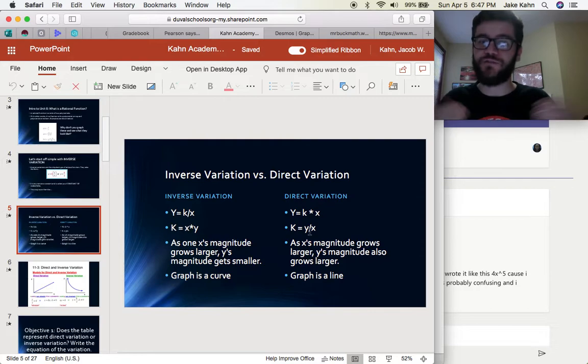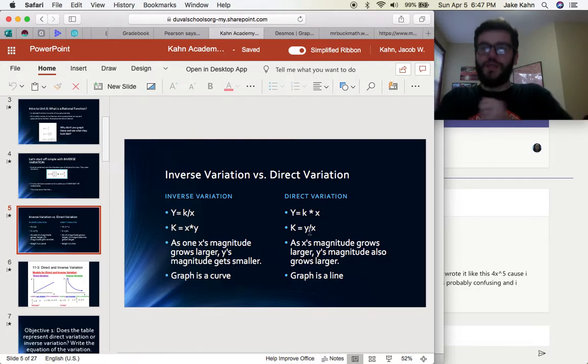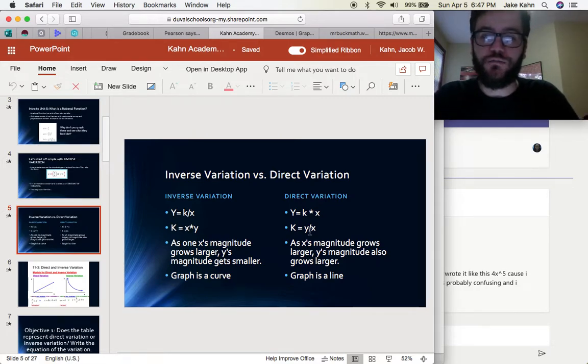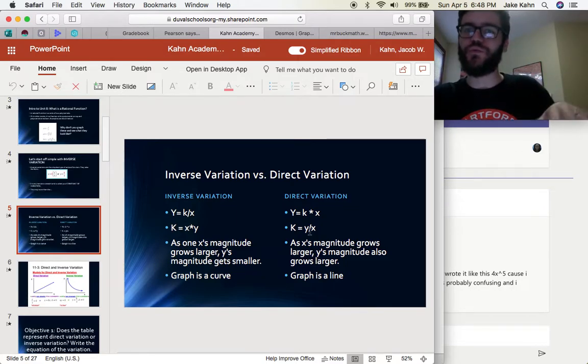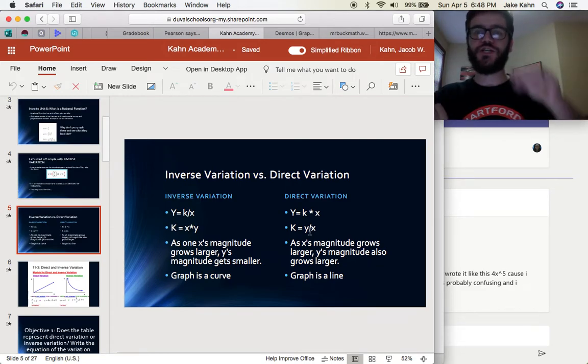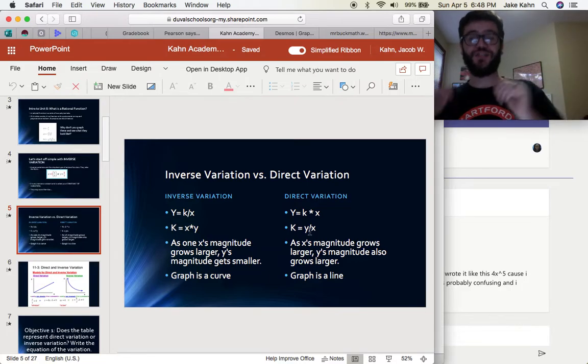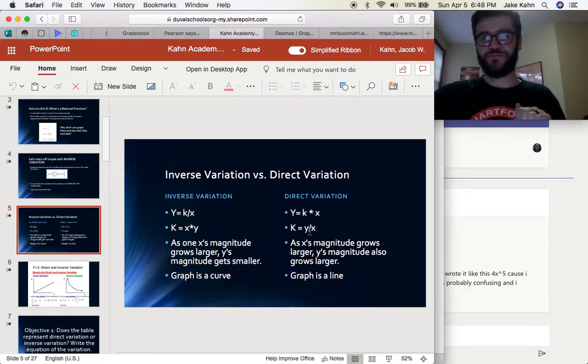So first of all, inverse variation. If you were asked to write the equation of an inverse variation, it's in the form y equals k divided by x. However, direct variation, what we talked about in Q1, was y equals k times x. Inverse variation is k divided by x. Direct is k times x.